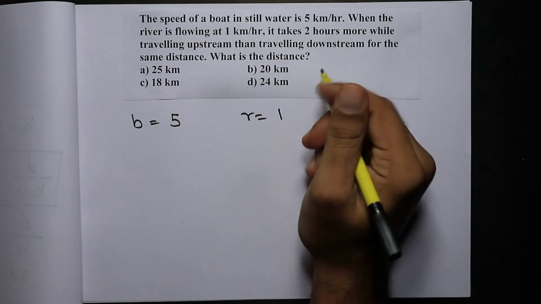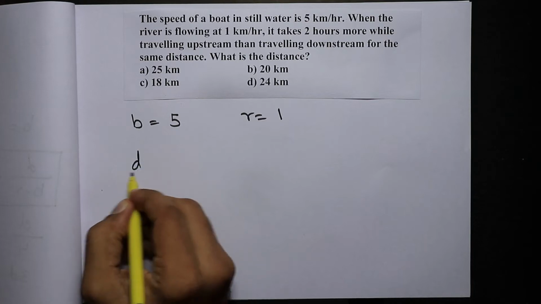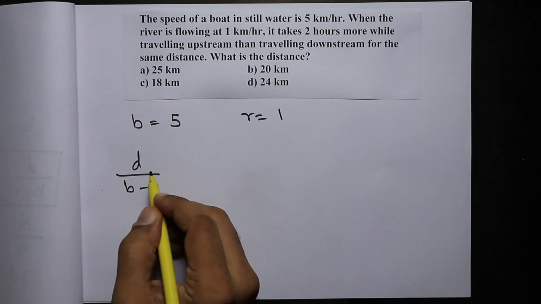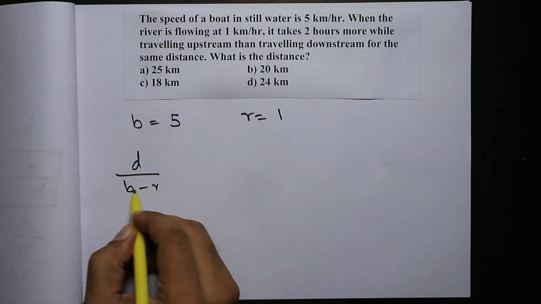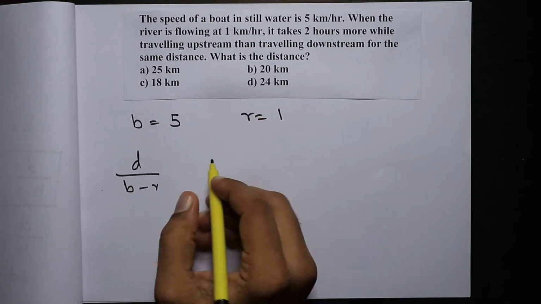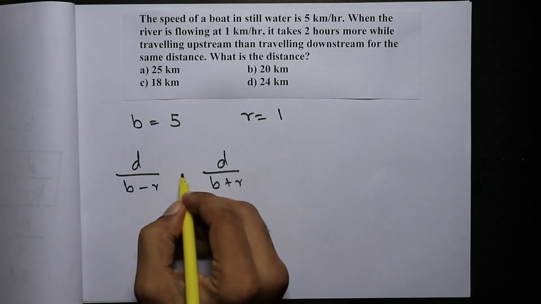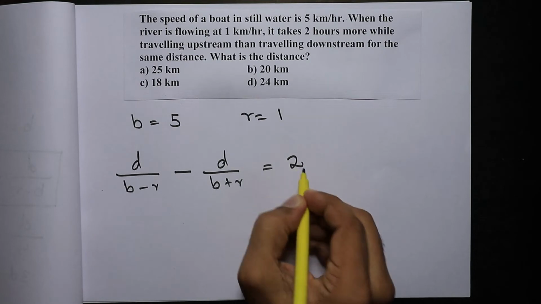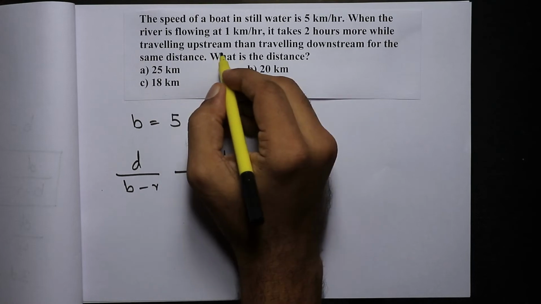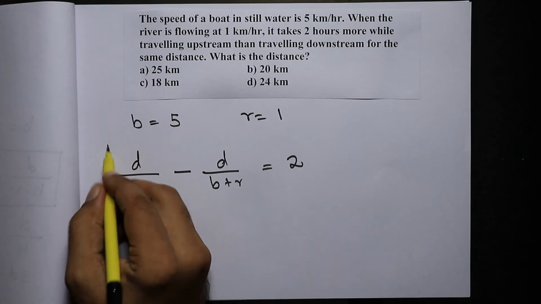So first we'll calculate the time required for upstreaming. Distance we'll take it as d. When it is upstreaming, effective velocity is b minus r. So this is the time required for upstreaming. Distance by speed gives you time. Next we'll find out the time required for downstreaming. When you're downstreaming, distance is same d by effective velocity b plus r. And that difference in time is given as 2 hours. It takes 2 hours more while traveling upstream than traveling downstream. So the difference in time is 2 hours.